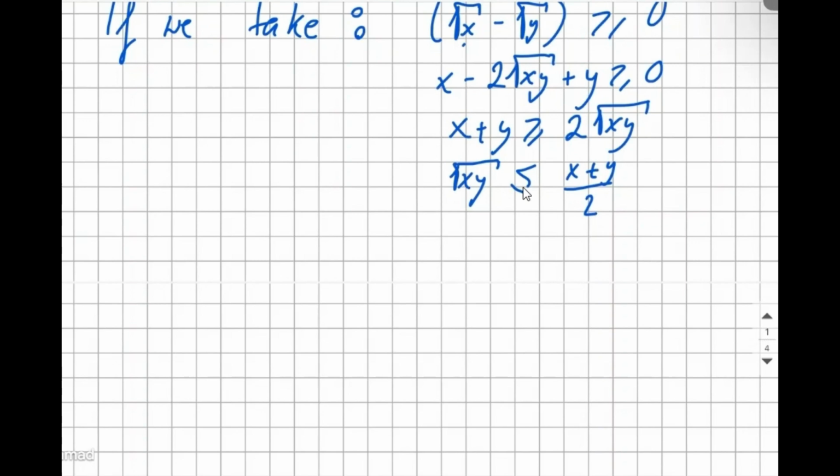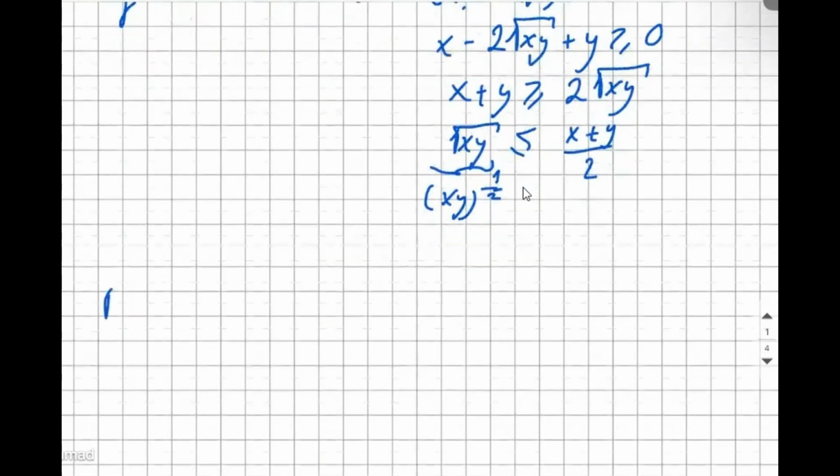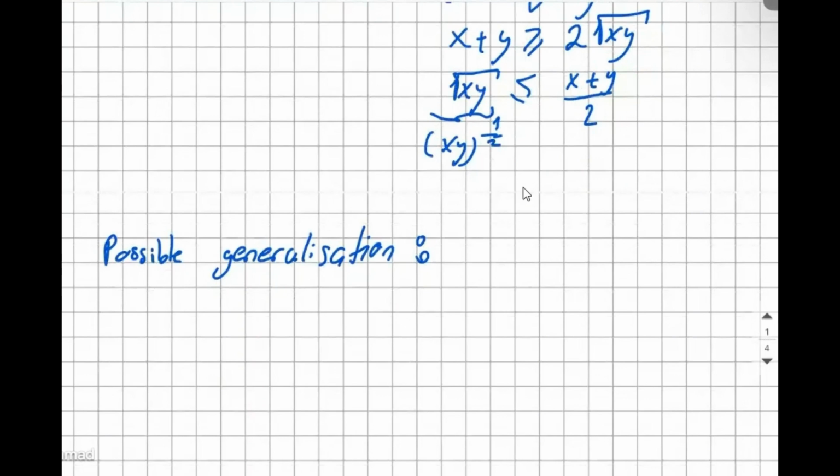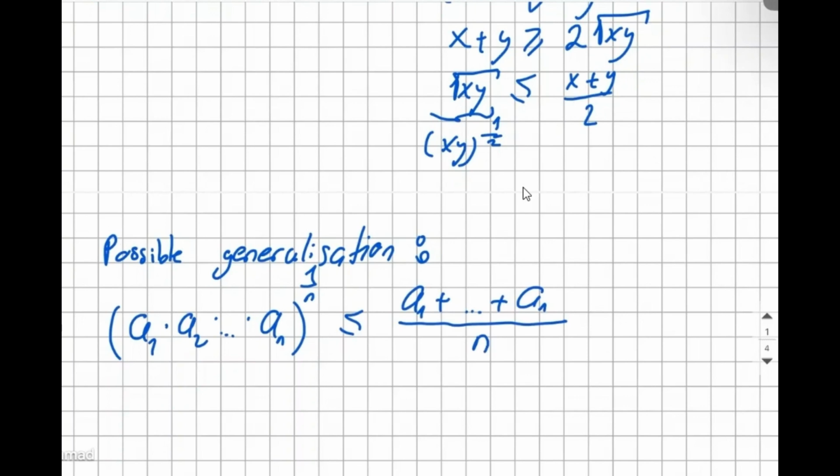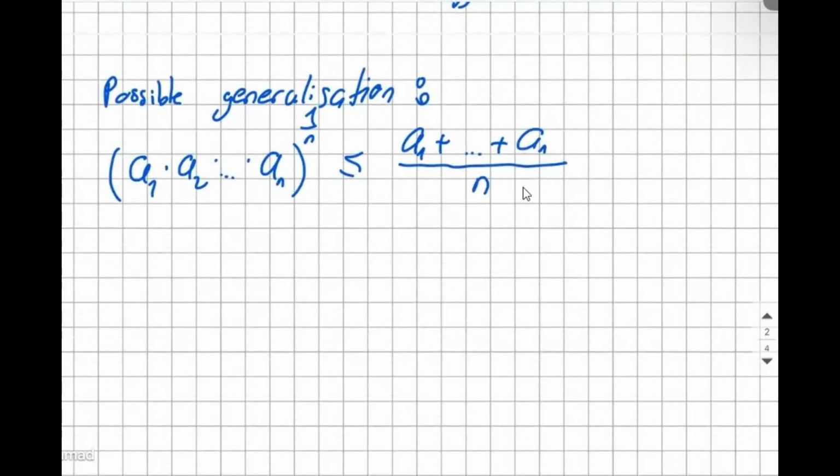One possible generalization is, because this here is, of course, xy to the power of 1 over 2, let's write it out. A possible generalization is that we take n such numbers, and then we take their product to the power of 1 over n, and that would be smaller or equal to the summation of these numbers divided by n. Okay, let's try to prove this conjecture.